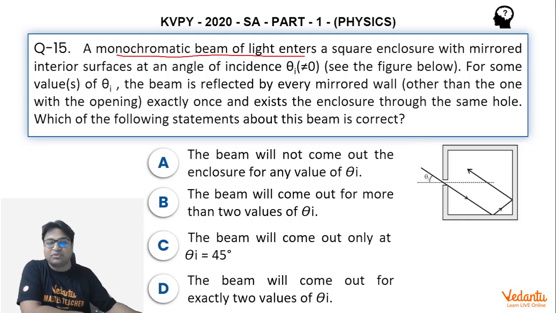a square enclosure with a mirrored interior surface at an angle of incidence theta I, which is not equal to 0. For some values of theta I, the beam is reflected by every mirrored wall other than the one with the opening exactly once and exits the enclosure from the same hole.